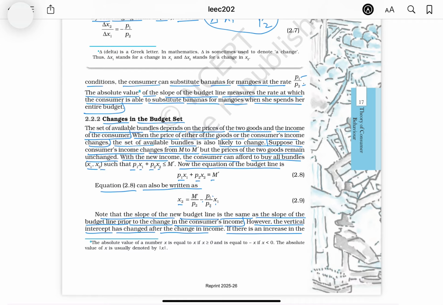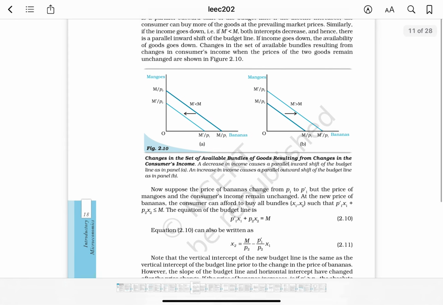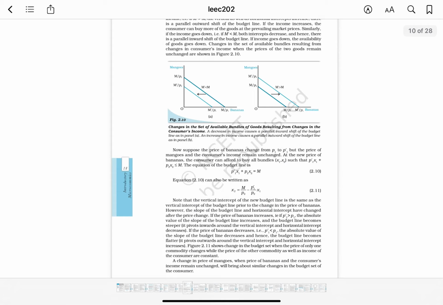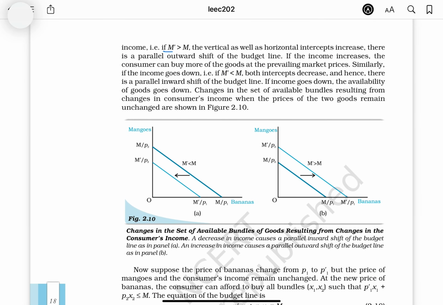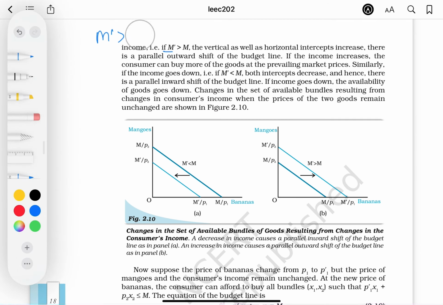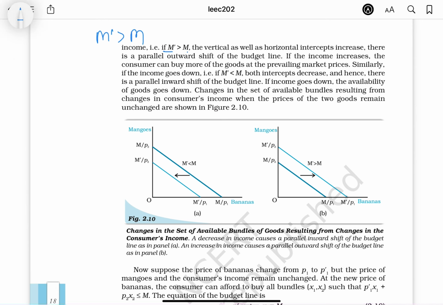If there is an increase in the income, that is, if M dash is greater than M, the vertical as well as horizontal intercepts increase. There is a parallel outward shift of the budget line. If the income increases, the consumer can buy more of the goods at the prevailing market prices.